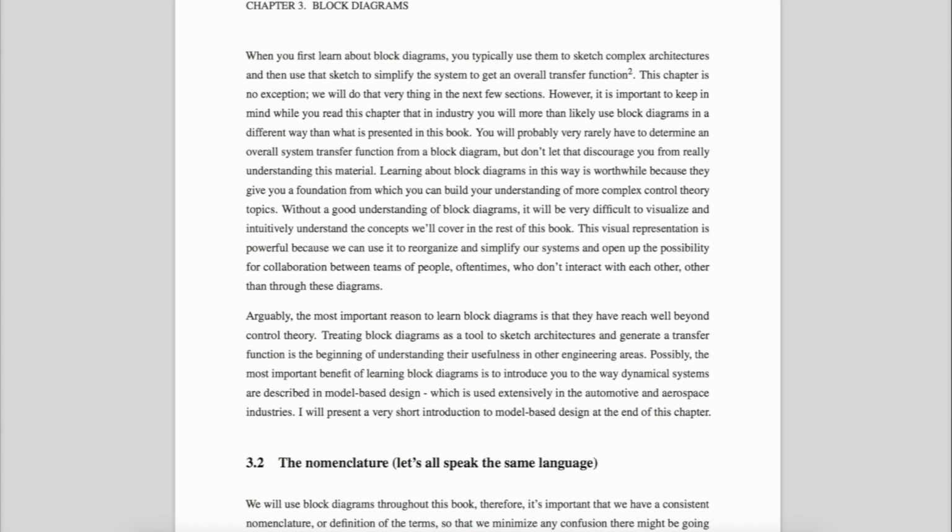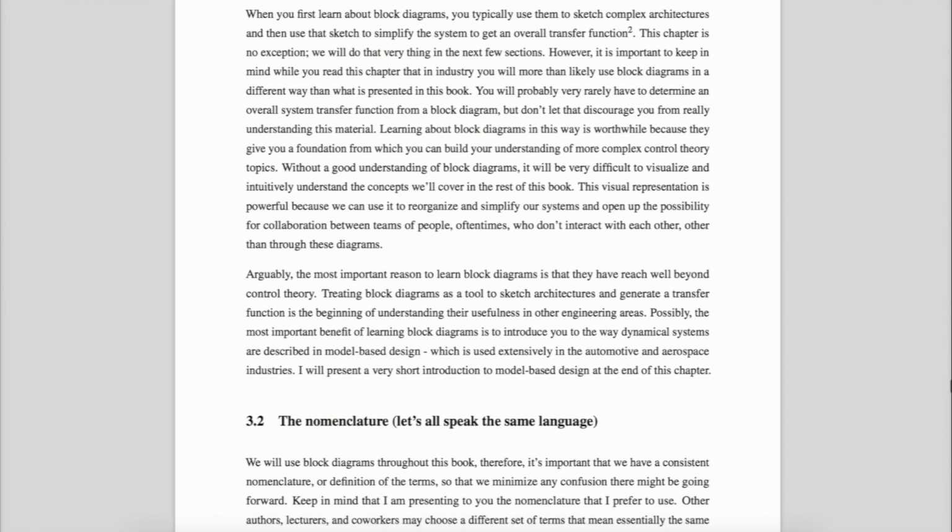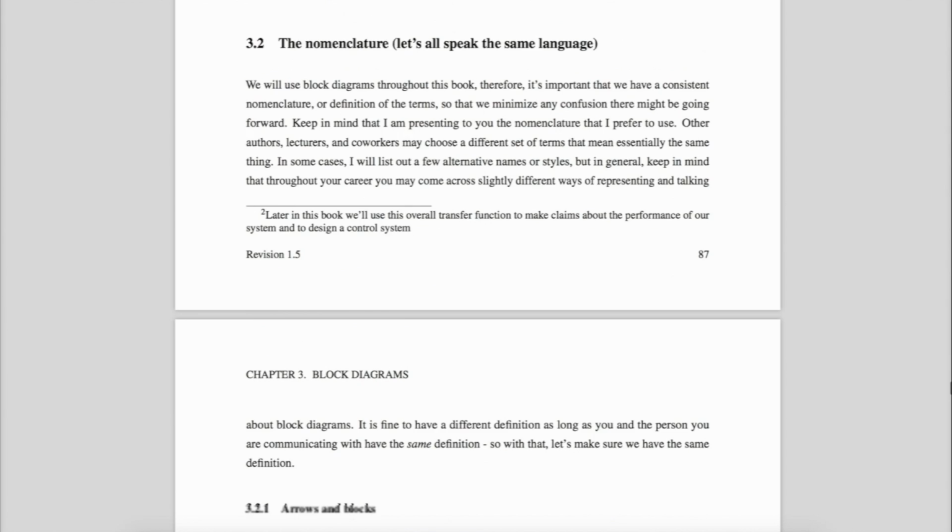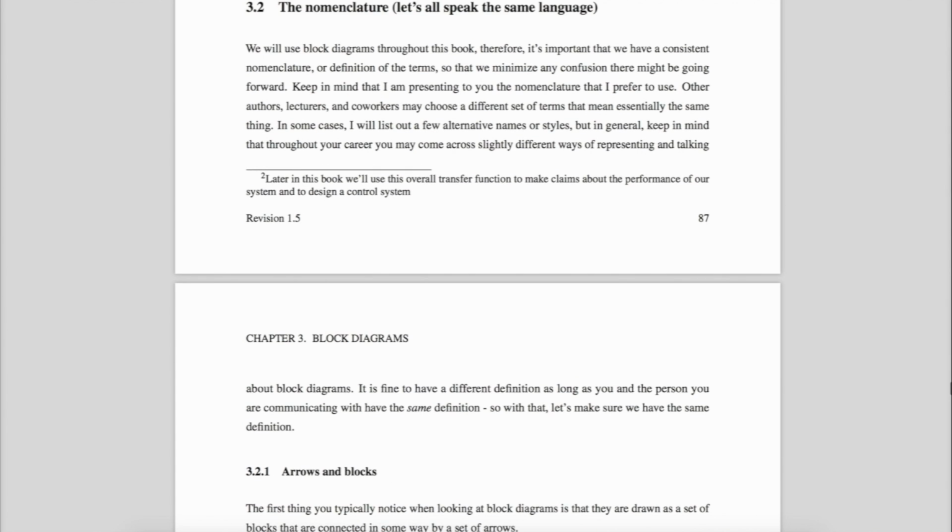Understanding block diagrams and the rules associated with manipulating them will absolutely help you visualize and learn more complex control theory concepts later on. Plus, arguably a better reason to get comfortable with block diagrams is that they are useful well beyond control theory. Specifically, understanding block diagrams will introduce you to the way most model-based design tools describe dynamical systems. We'll get into that in a bit, but first let's define some terms.